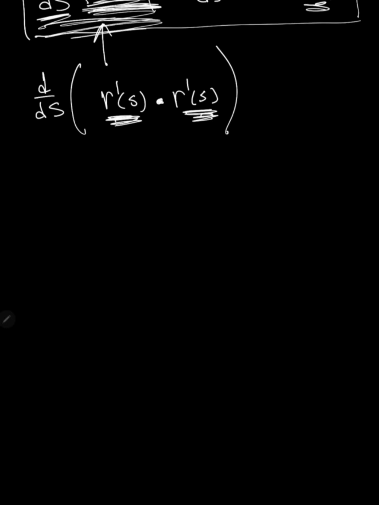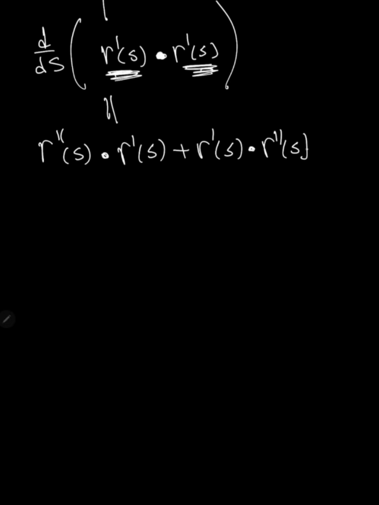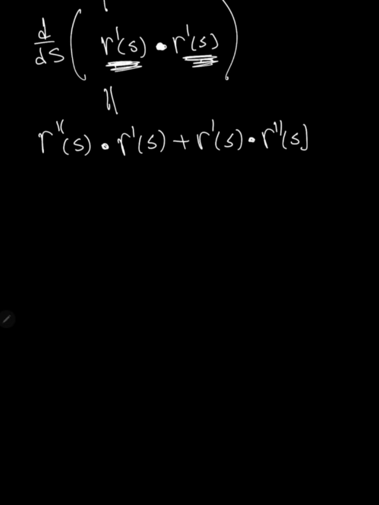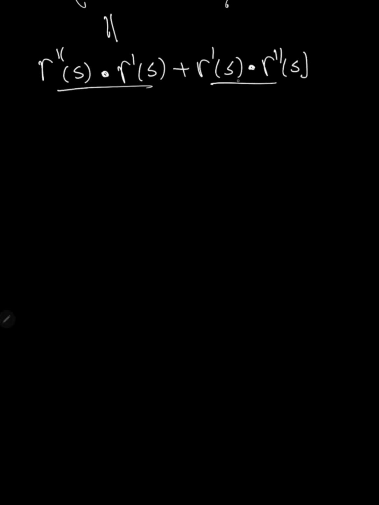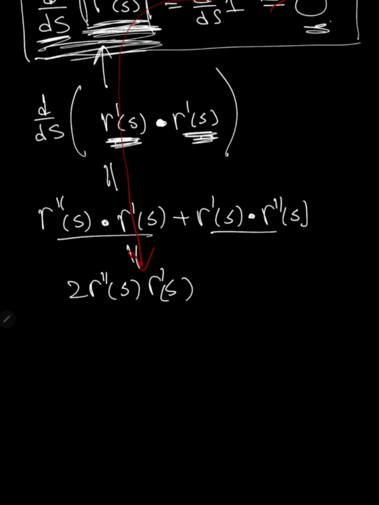Now is where the vector stuff comes in. When I take this derivative of a dot product, this is the product rule that we talked about last time, or maybe two lectures ago. This is going to be r double prime of s dot r prime of s plus r prime of s dot r double prime of s. Just a product rule. Now these two are actually the same. This is equal to 2 r double prime of s dot r prime of s. What was the point of this? Well, originally, this thing is equal to 0.